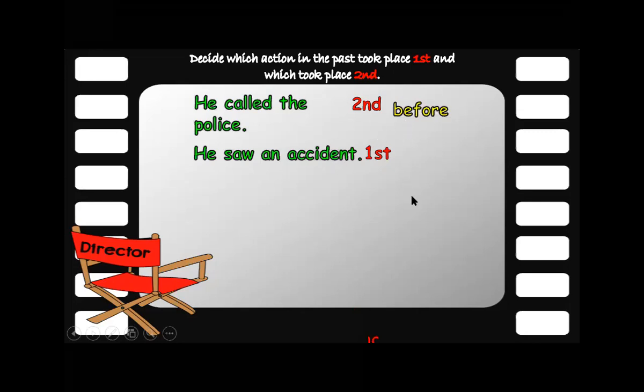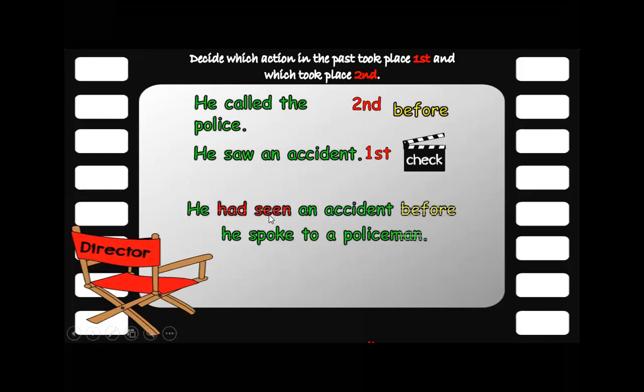Let's check it. Say it again. He saw an accident. The first action, we use what? He had seen. Yes, excellent. He had seen an accident. This is the first action. Before he spoke to the policeman. Okay.